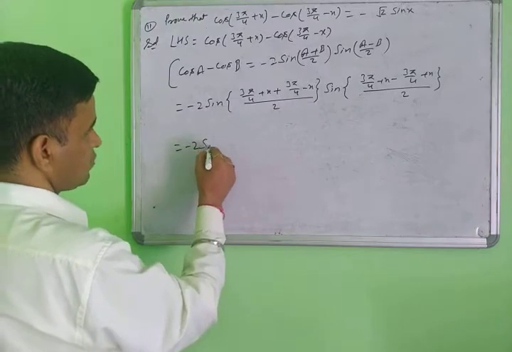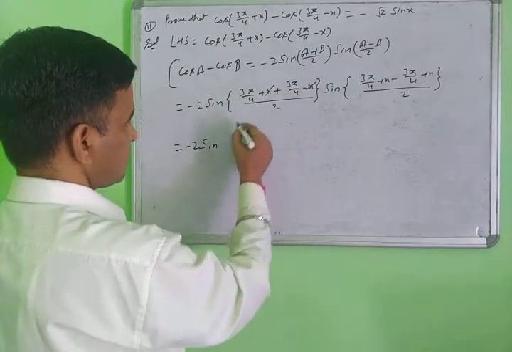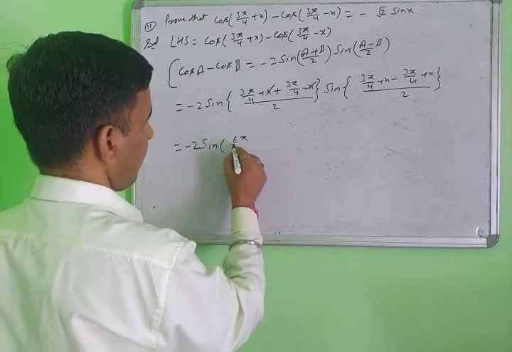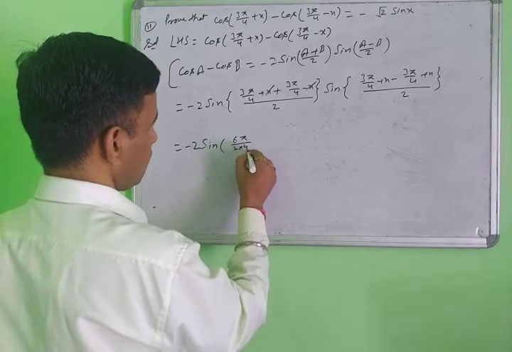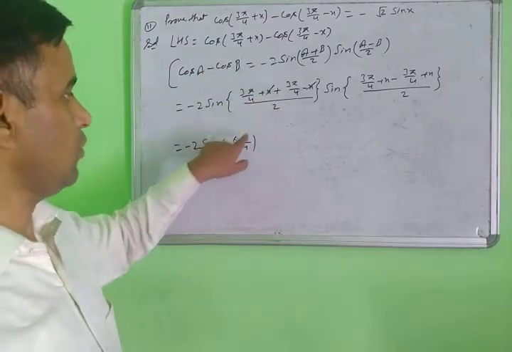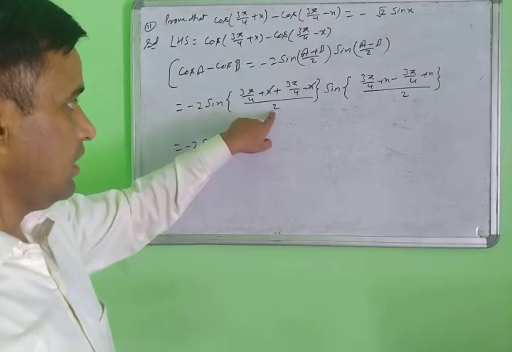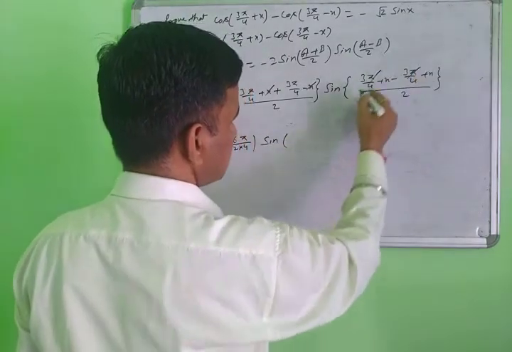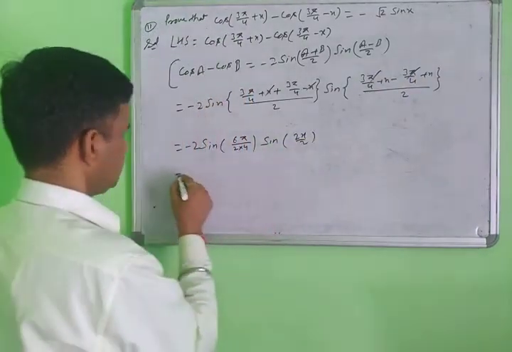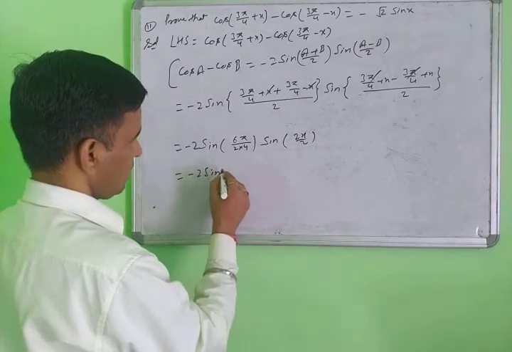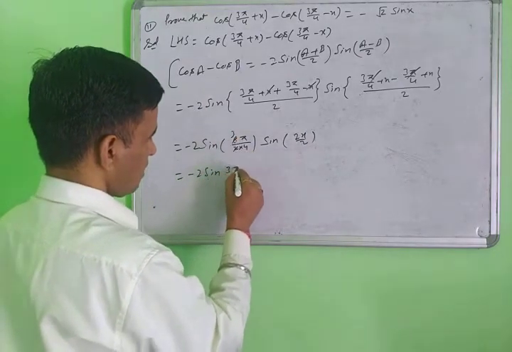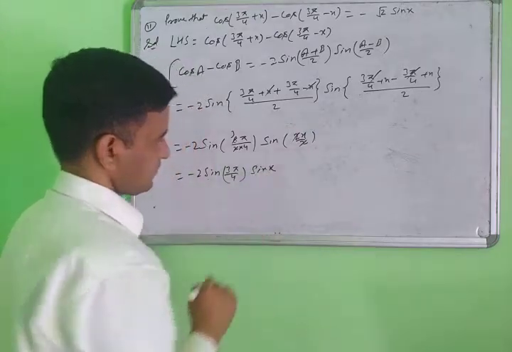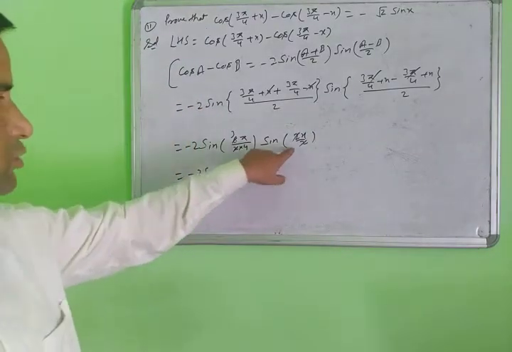What will come here? Minus 2 sin, the x cancels here. What is left? 3 times 2 is 6, so 6 pi upon 2 into 4, which gives 3 pi by 4. Then in the next sin, the 2x upon 2 is left. So minus 2 sin 3 pi by 4, and this sin x. After solving, sin x remains.